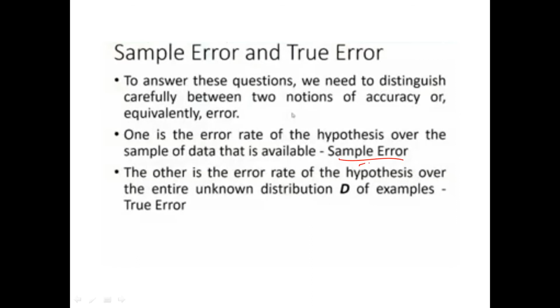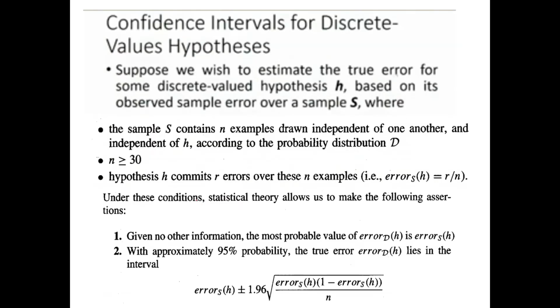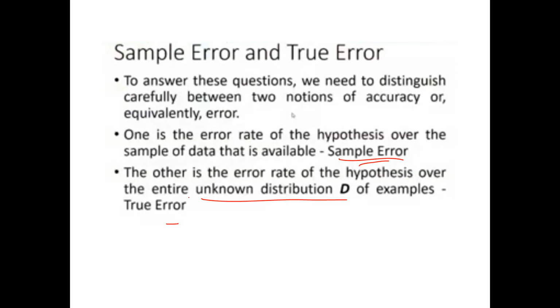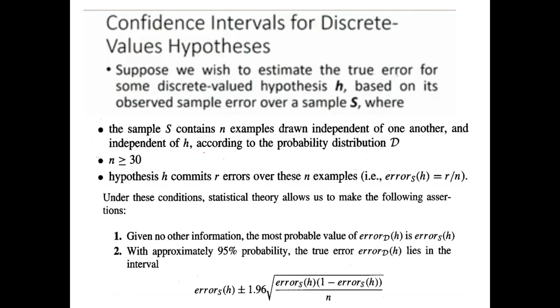One is sample error, this is what you are having. The other is the error rate of the hypothesis over the entire unknown distribution, that is our true error. So now this is what we want to do. To understand this, we are now looking into another important concept called the confidence interval.